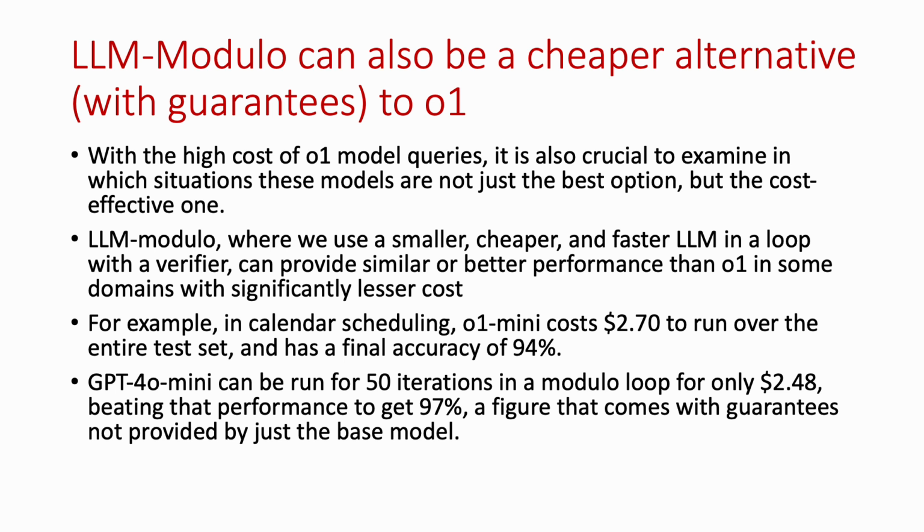LRM modulo actually can be cheaper. LLM modulo on a standard LLM can be cheaper than using O1 directly. Do you understand what I'm saying? LLM modulo on a standard LLM can be cheaper than doing O1, but with higher accuracy. And because O1 was particularly costly at that time. So this is where we are.